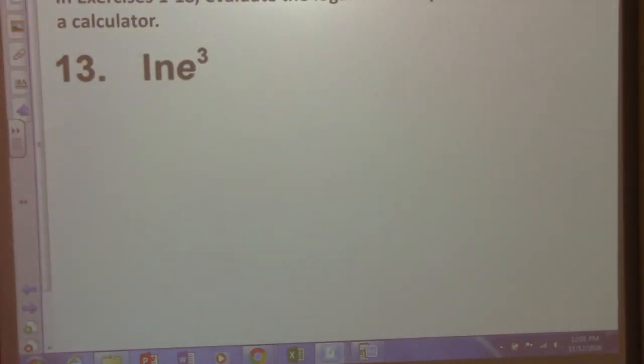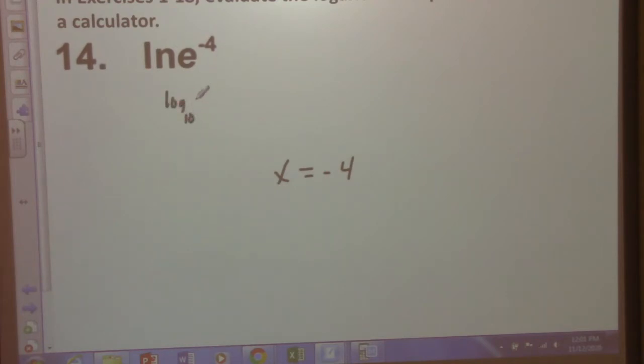Right now, problem 14 is going to be Elizabeth. All right, Elizabeth, what did you get for 14? It's going to be x equals -4. It's the same thing here. If you have log base e of e to the negative 4th power, and you're trying to find what that equals, I put 10 there, I meant to put e. Sorry about that. That's going to be e to the power of x equals e to the power of -4, and so that would be your answer.